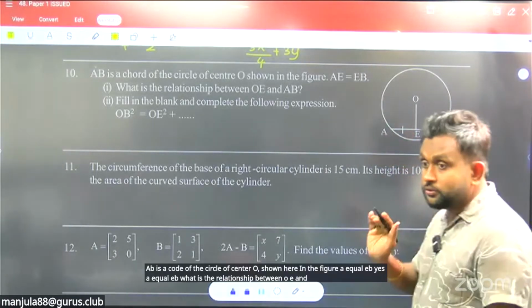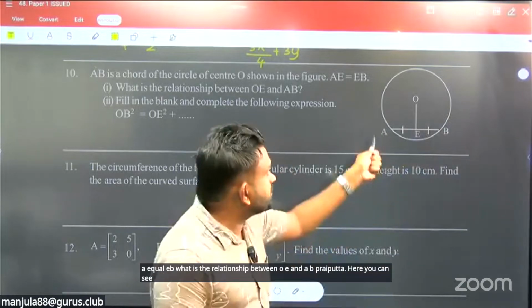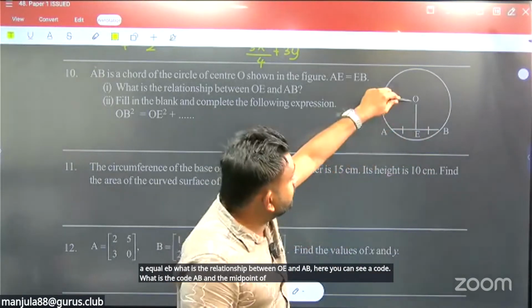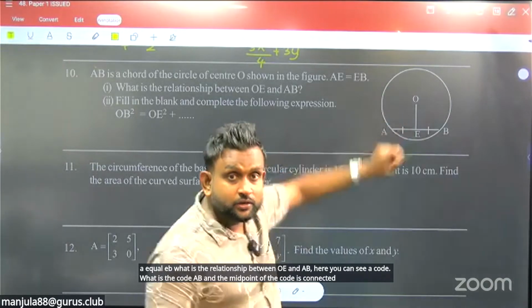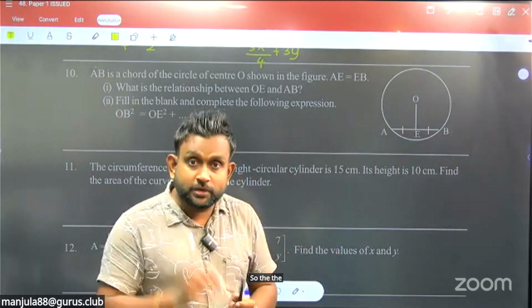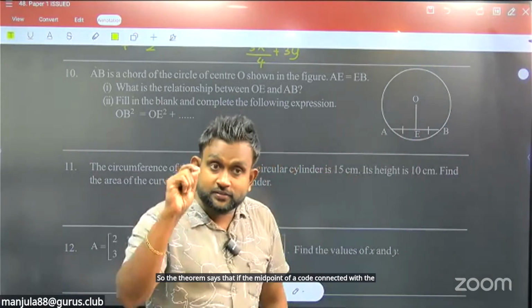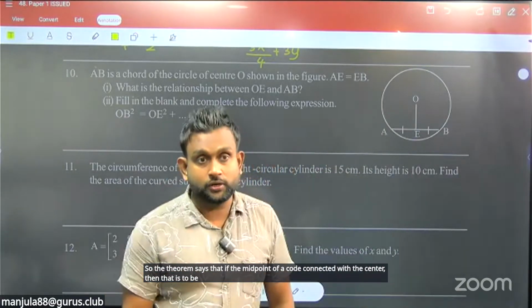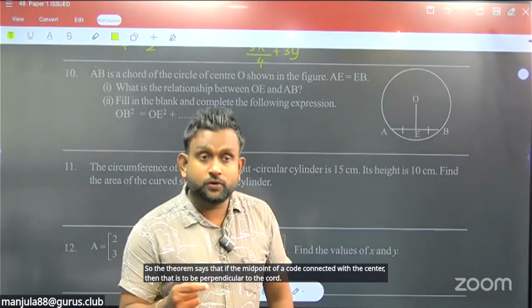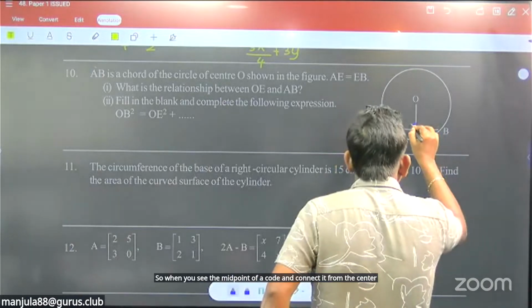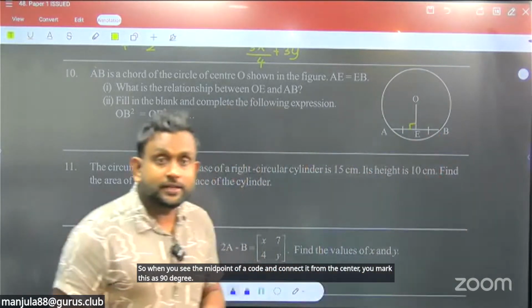Here you can see a chord, the chord AB, and the midpoint of the chord is connected to the center. So the theorem says that if the midpoint of a chord is connected with the center, then that line is perpendicular to the chord. So when you see the midpoint of a chord connected from the center, you mark this as 90 degrees. Okay, that is the major outcome.